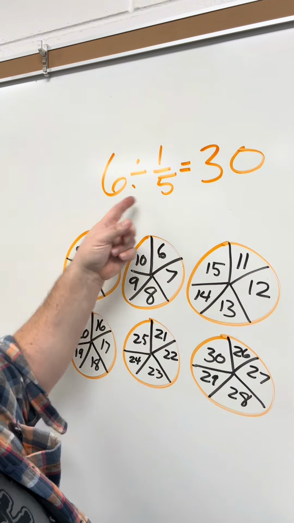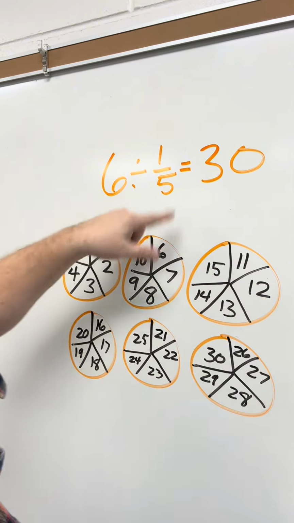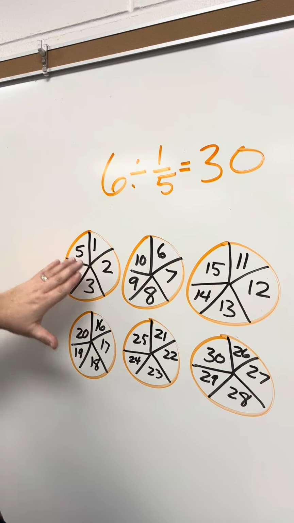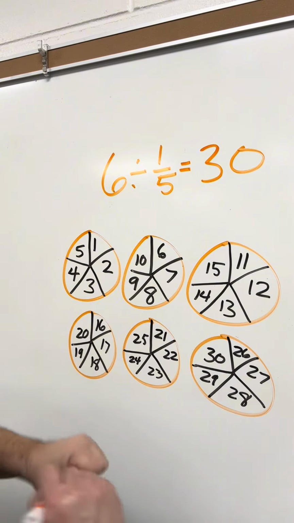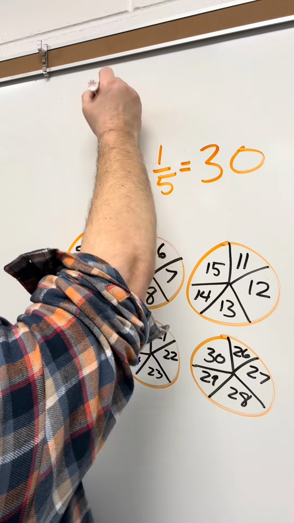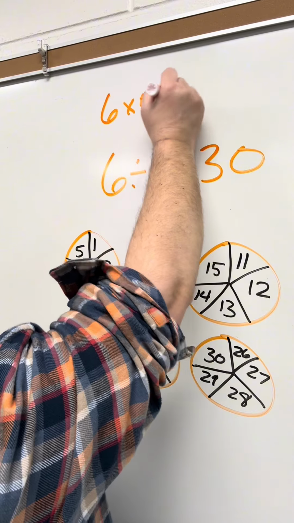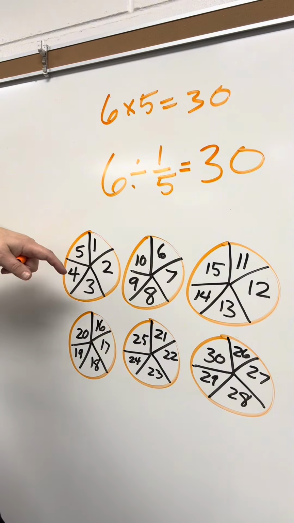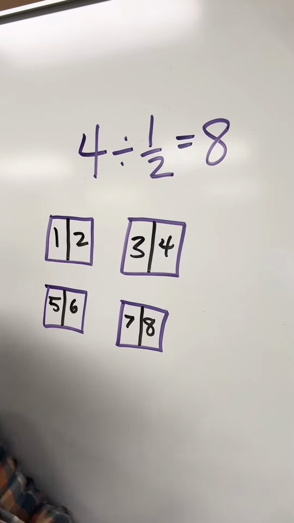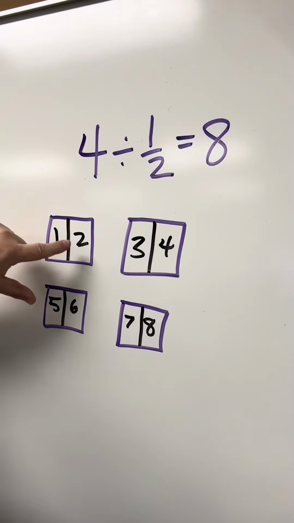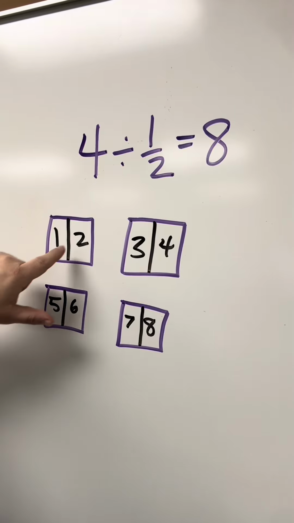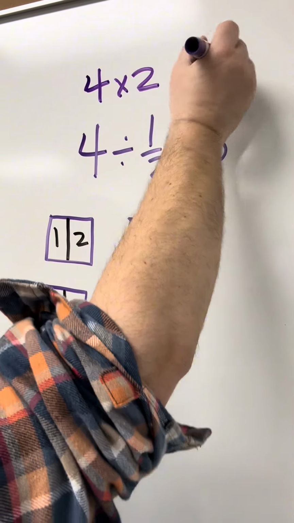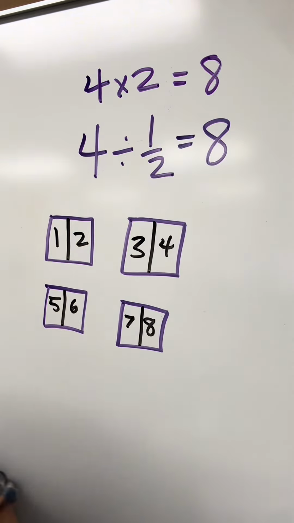So when we did 6 divided by 1/5, we were seeing how many times 1/5 fits inside 6. Well, if each pizza has 5 slices, we can count by 5 to get to 30. So another way to think about this is just 6 times 5 equals 30, because there are 5/5 in each whole. And for 4 divided by 1/2, well, there's 2 halves in every whole. So really, 2, 4, 6, 8, it's kind of like we did 4 times 2 to get 8, because there's 2 halves in each whole.